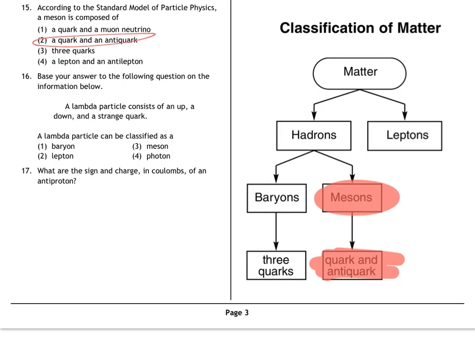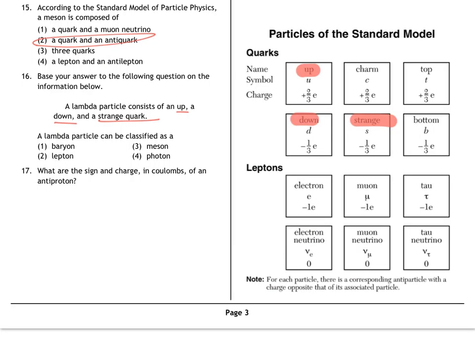And in number 16, this is about this mysterious lambda particle, which contains 1 up, 1 down, and 1 strange quark. The question wants to know how we could classify that lambda. Since all baryons have 3 quarks, just like this one, then we would definitely call it a baryon. So I'll just write 3 quarks beside it.